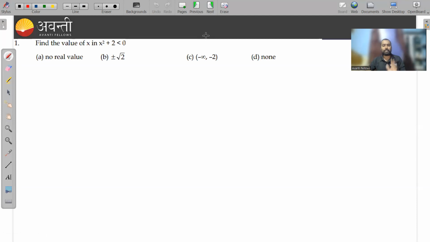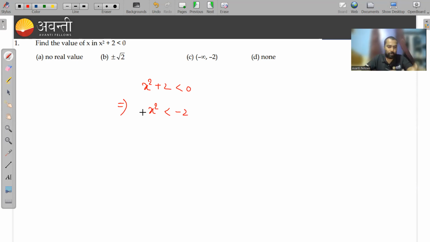So the first question is from inequality and it's an easy question. Find the value of x in x square plus 2 is less than 0. It's very simple, right? Suppose I am taking this inequality as x square plus 2 is less than 0. If I add minus 2 on both sides, what are you getting? x square plus 2 minus 2 will be 0, less than 0 plus minus 2, that is minus 2.